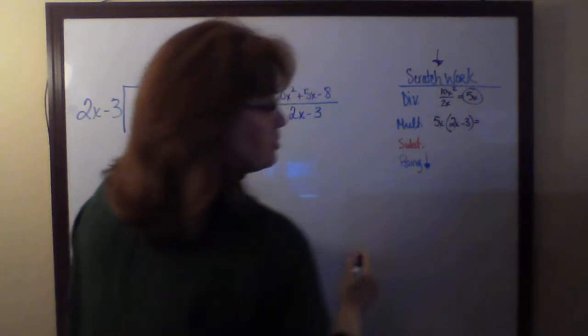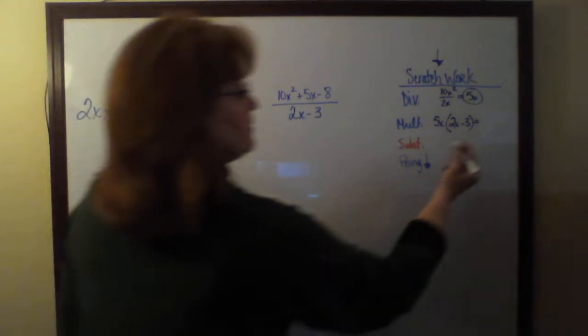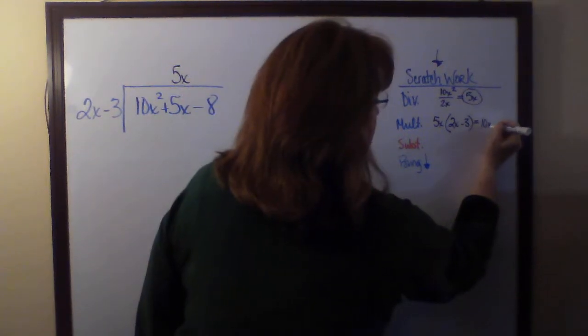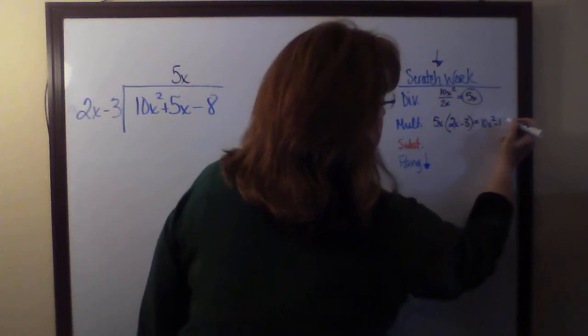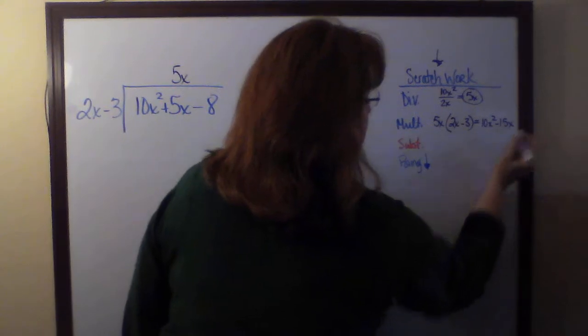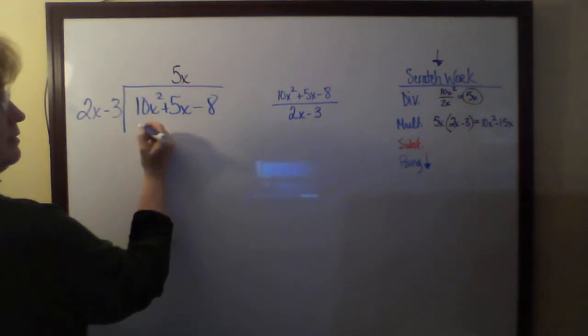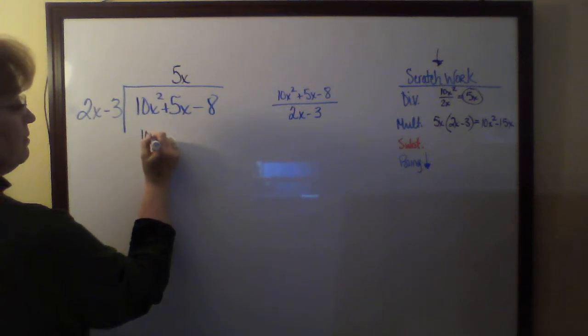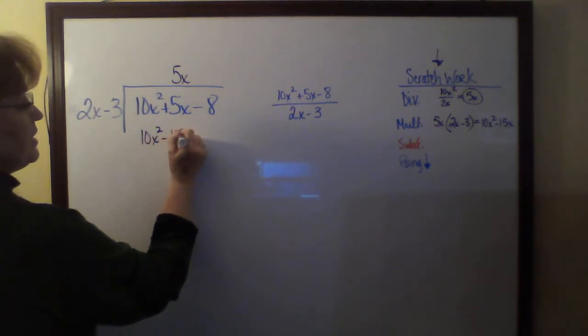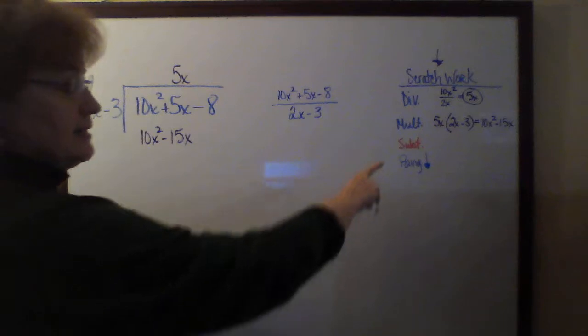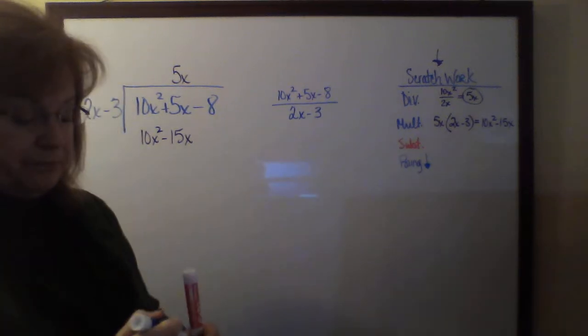And you're going to distribute. Now, when you distribute, your first term is 10x squared, like the one above it, minus 15x, okay? So you put this right here, 10x squared minus 15x. Now, the next step is going to be subtraction.